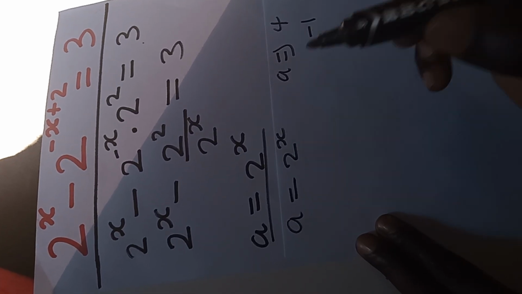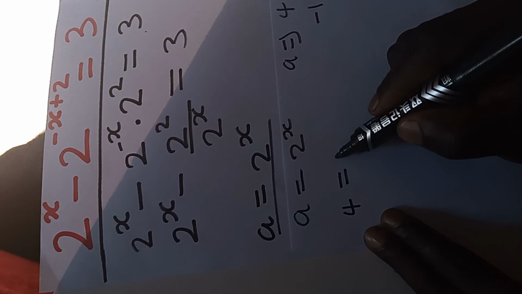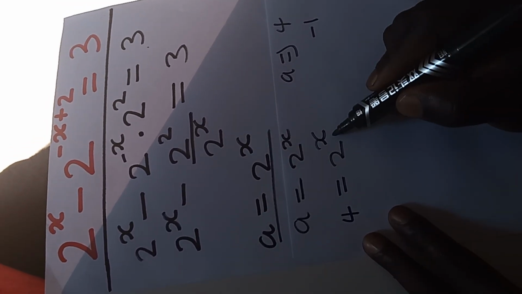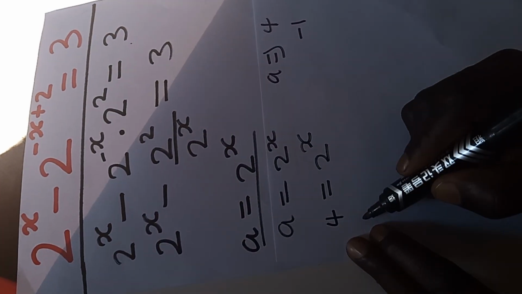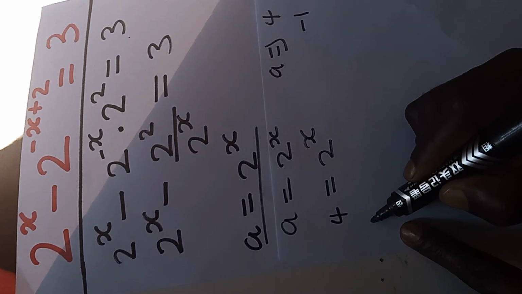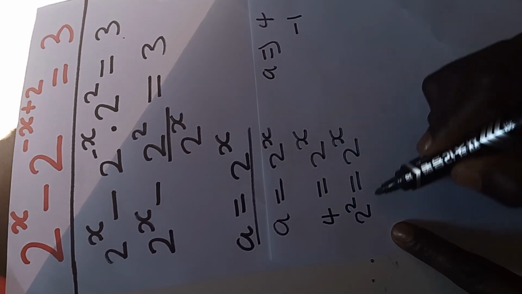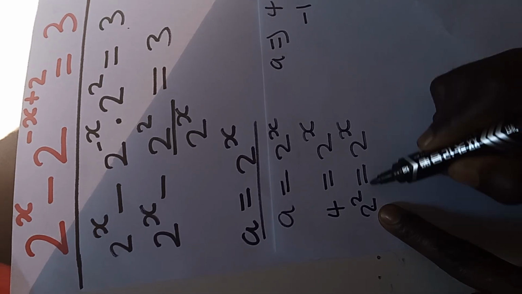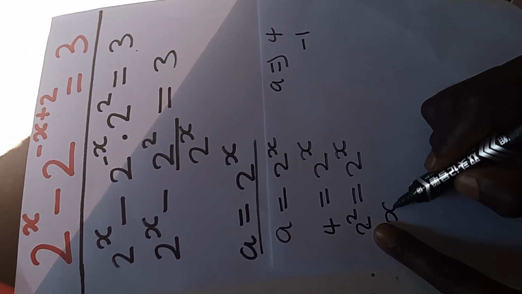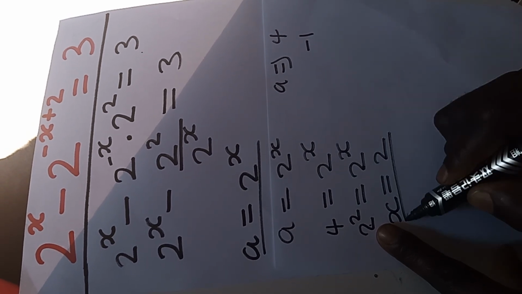Now we get to find x. So if I put 4 here and equate it to 2 to the power of x, this equation becomes, by inspection, I can see this 4 can be written as 2 to the power of 2 is equal to 2 to the power of x. It means if the bases are equal, according to exponents, the powers are equal. So the first answer for x is equal to 2. This is the first answer.